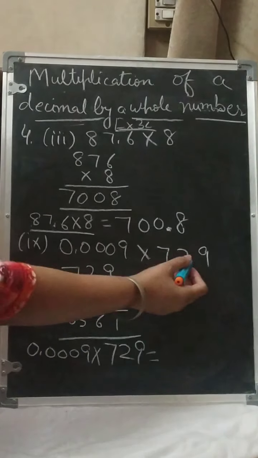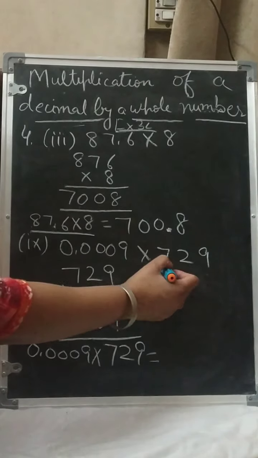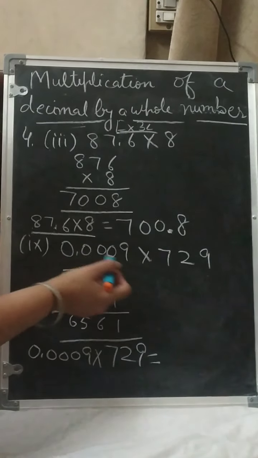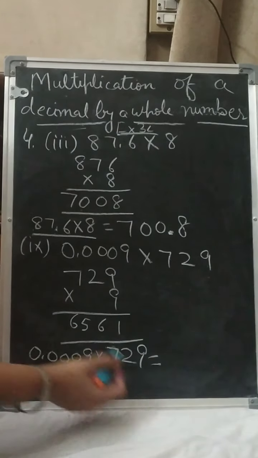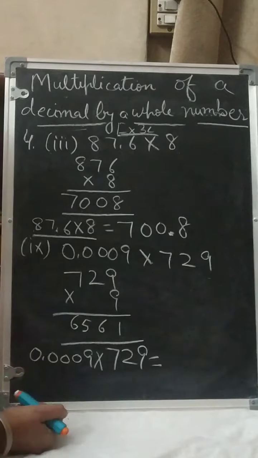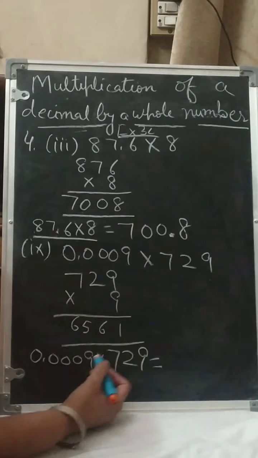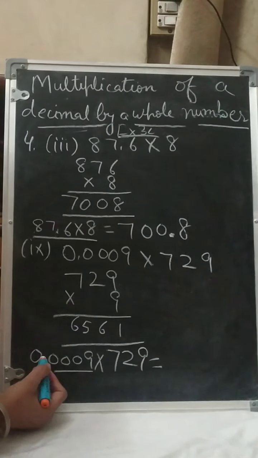This is the question. 0.0009 multiplied by 729. So firstly you ignore the decimal and it will simply be 9 multiply 729. Multiply like this only. Afterwards, how to write the answer, that you must understand. So 1, 2, 3, 4. After 4 digits, this is the point.